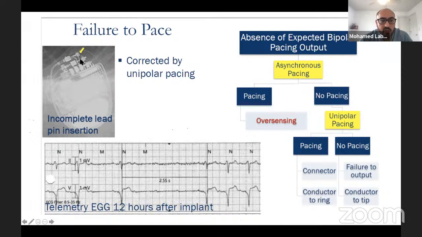So this is an example of a pacemaker that's not pacing. You can see the tip of the lead is all the way in this one, but not all the way in this one. So the pacemaker insertion was not appropriate, and the lead is not all the way in. So this is how you troubleshoot that situation. If you switch the device to unipolar and still not pacing, failure to capture, then you have either a problem with delivery of the energy or a problem at the tip of the conductor, meaning a dislodged lead.